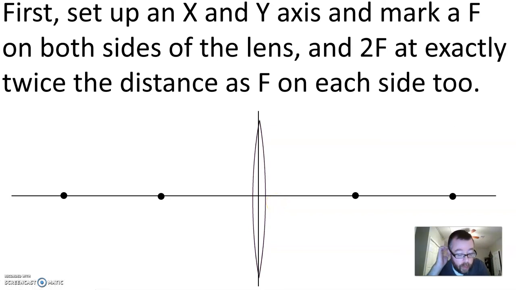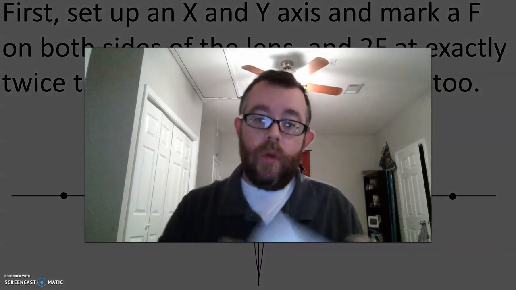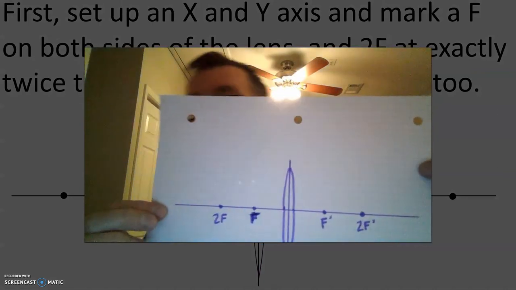So we're continuing with our discussion of how to draw ray diagrams. This is what I want you to start with. You're going to set up an X and Y axis, mark an F on both sides of the lens, and 2F, exactly twice the distance, on each side too. I've done this on my own paper already.